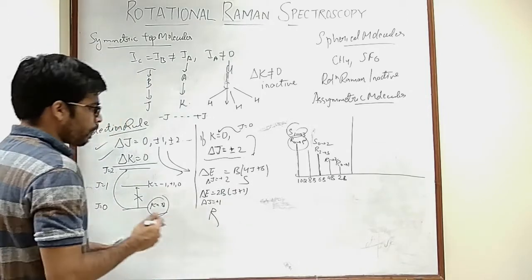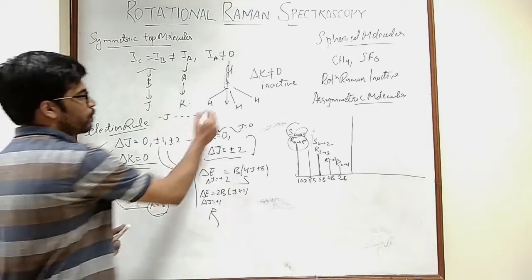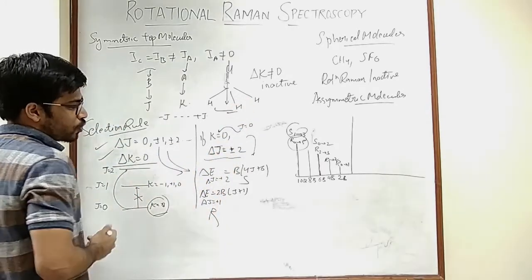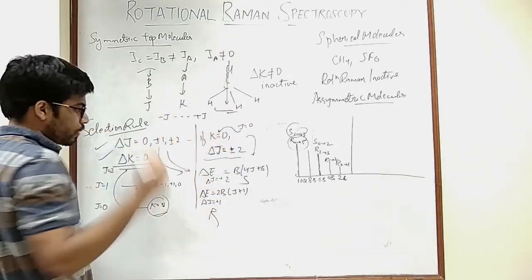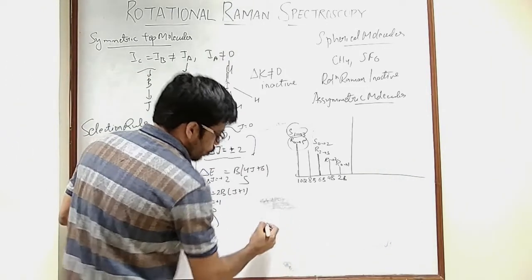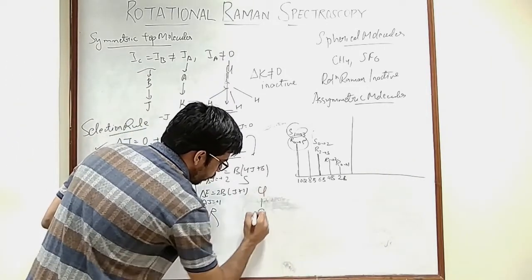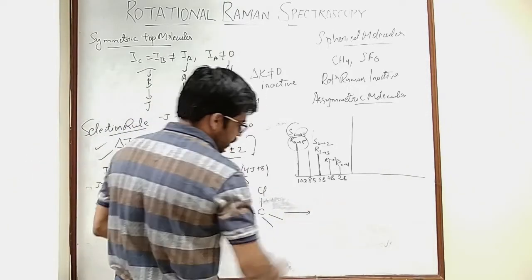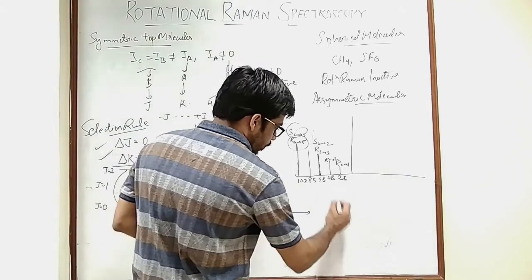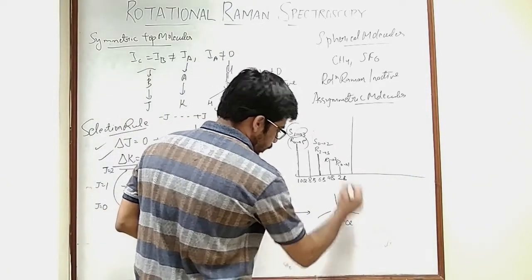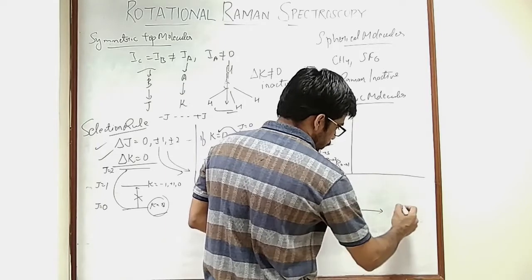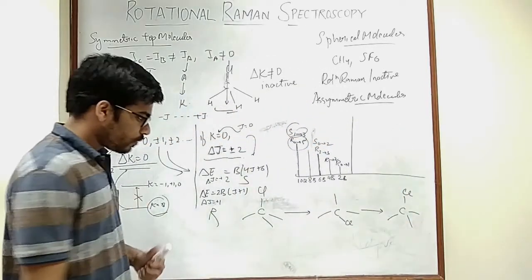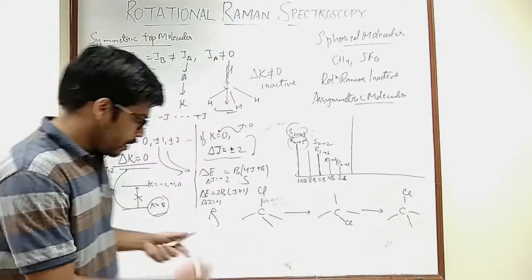Now one last thing, let's try to visualize this. Why in this case delta J equals 0, also delta J equals plus minus 2? So let's say you have these 3 hydrogens and it does one half rotation to give you this, and then you have another half rotation to give you this. So one half rotation and then one complete rotation.